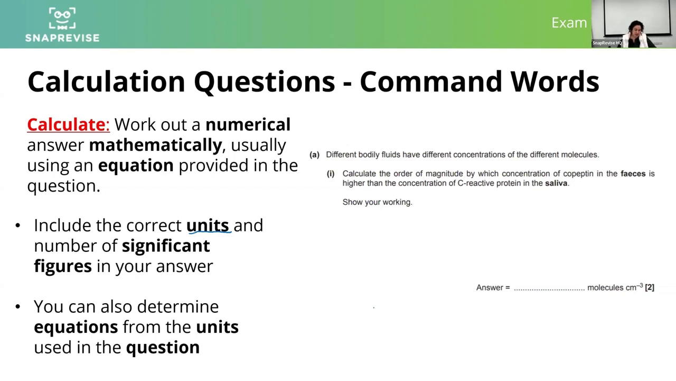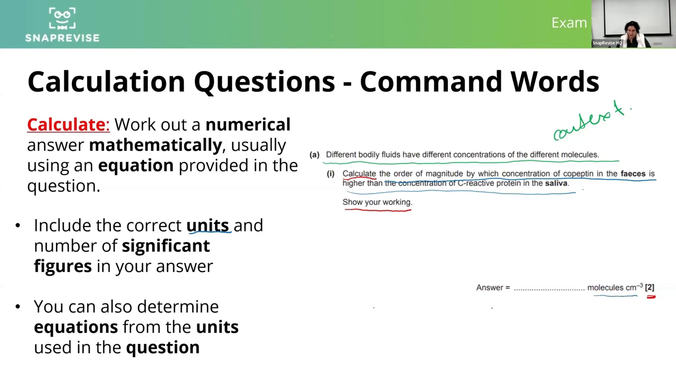So let's identify the different parts of the question again. We have the context here, which is that the body fluids have different concentrations of different molecules. So this is the part of the specification that I'm going to think about. We have our command word, which is, of course, calculate, and also show your working. And we can notice that we've got 2 available marks. So 1 mark will be for showing your working and 1 mark will be for the correct answer. And we have our direction, which is what we need to calculate: the order of magnitude by which one protein is higher than the other. Here we do have the units specified for us. However, sometimes they won't, and you have to make sure that you include the units yourself.